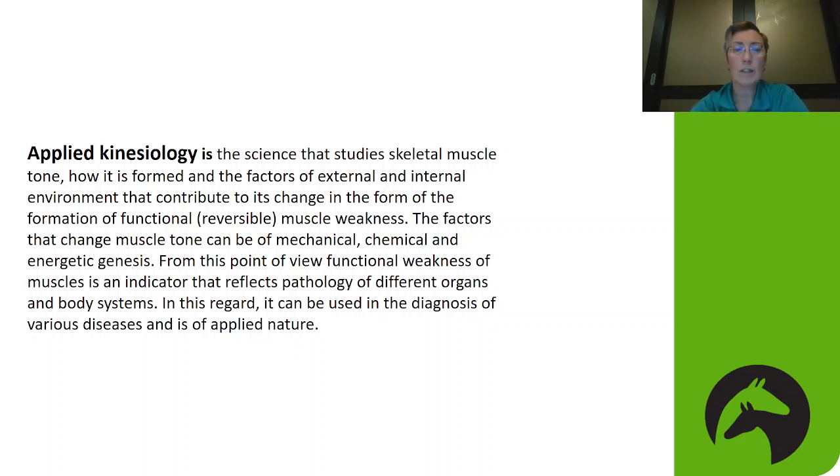The factors that change muscle tone can be of mechanical, chemical, and energetic genesis. From this point of view, functional weakness of muscles is an indicator that reflects pathology of different organs and body systems. In this regard, it can be used in the diagnosis of various diseases and is of applied nature.